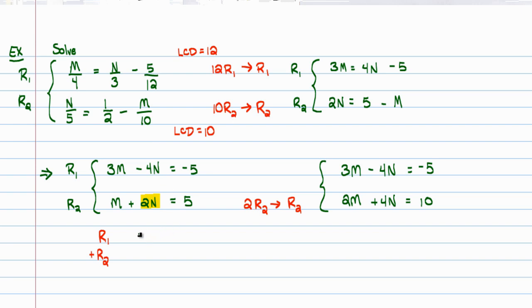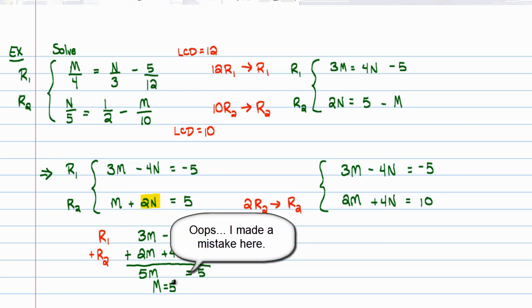So let's write the addition. It's pointless for me to actually have rewritten this. After a while, you kind of do this stuff in your head, but I still wanted to take my time with this so you could see the steps here. 3m plus 2m is 5 of those m's. The n's disappear, and negative 5 plus 10 is a positive 5. So in other words, m is equal to 5.